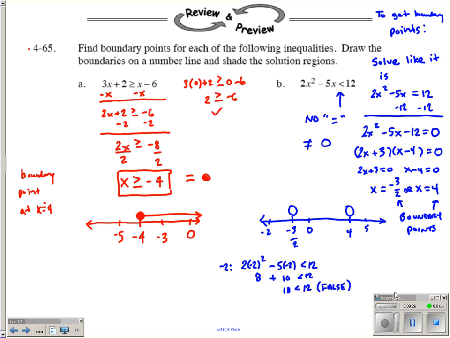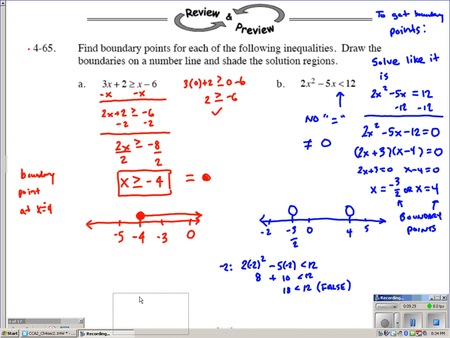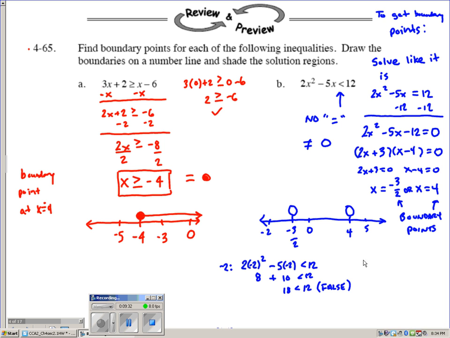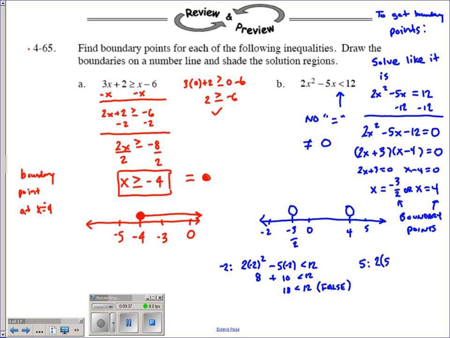There are no solutions. That means that 5 probably won't work either. Let's see if that is true. Let's do for 5, we're going to say 2 times 5 squared minus 5 times 5 is less than 12. 5 squared is 25 times 2 is 50. 50 minus 25 is going to be 25, and 25 is less than 12. That is false as well. That does not work, which means that these are not solutions out here.